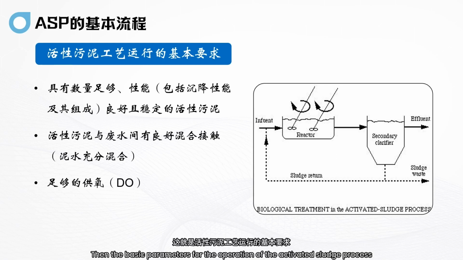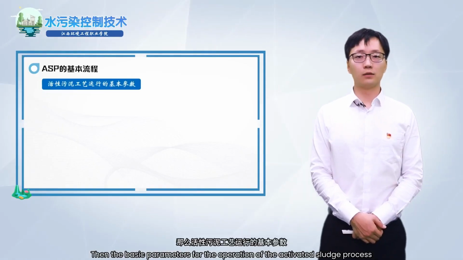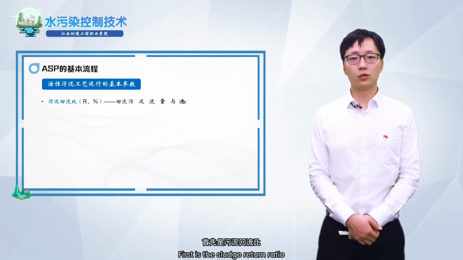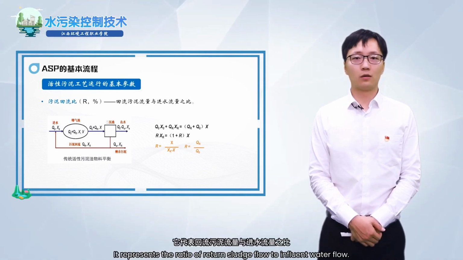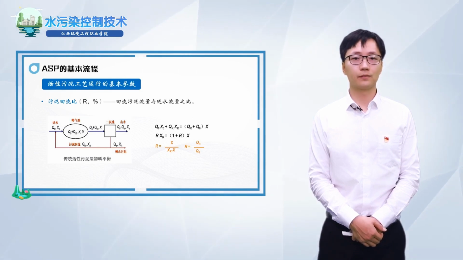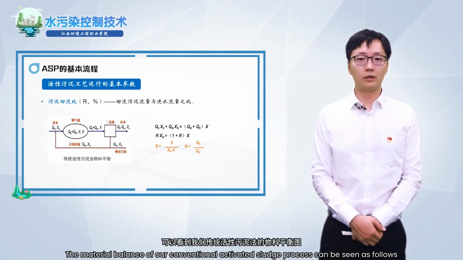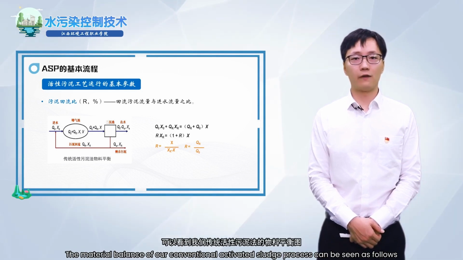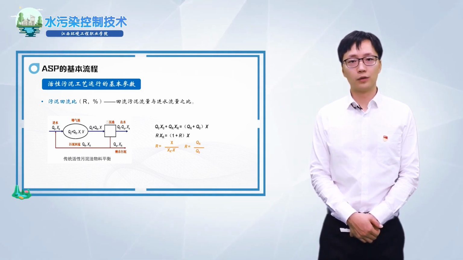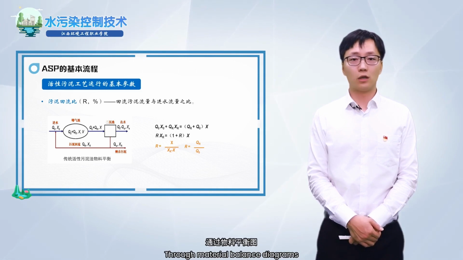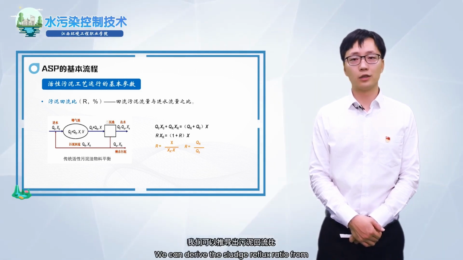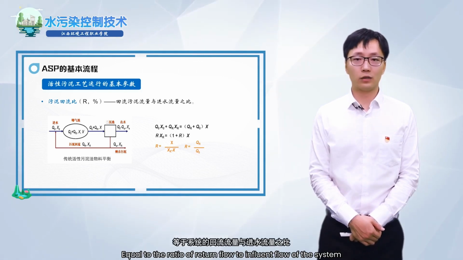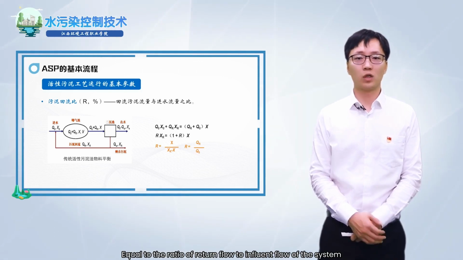Then the basic parameters for the operation of the activated sludge process. First is the sludge return ratio. We generally use the letter R for it. It represents the ratio of return sludge flow to influent water flow. The material balance of our conventional activated sludge process can be seen as follows. Through the material balance diagram, we can derive that the sludge return ratio is equal to the ratio of return flow to influent flow of the system, as shown.